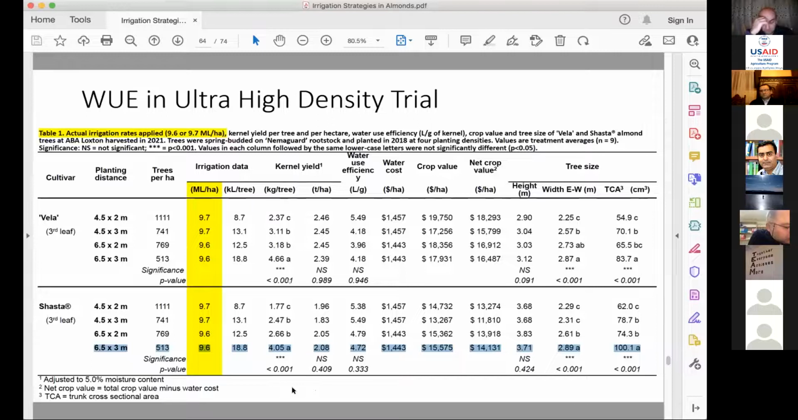We can talk about that. I can explain a little bit about that in the coming sessions, but that is how we actually go about calculating the irrigation schedule and water demands.